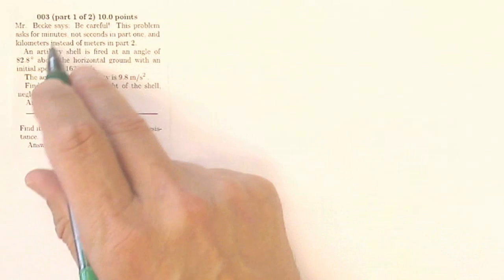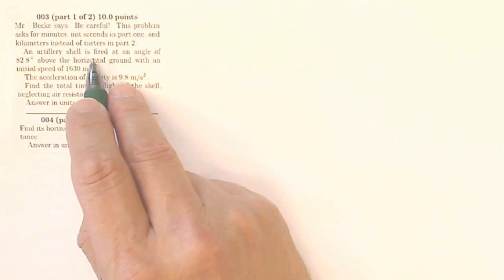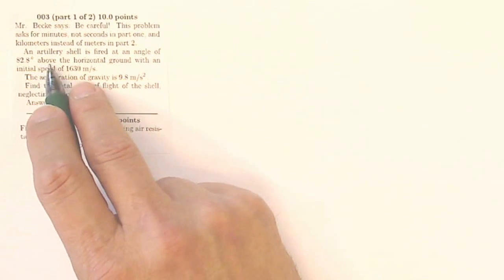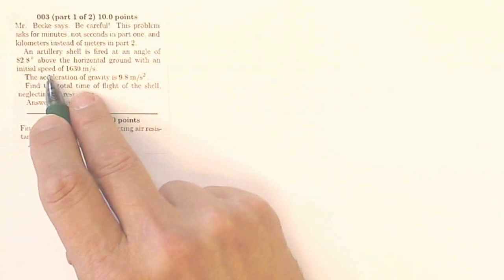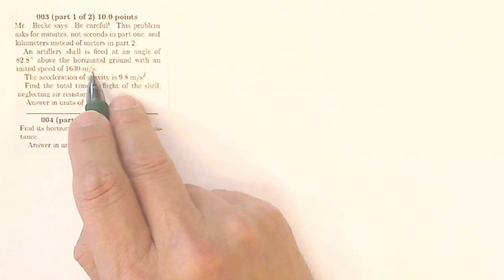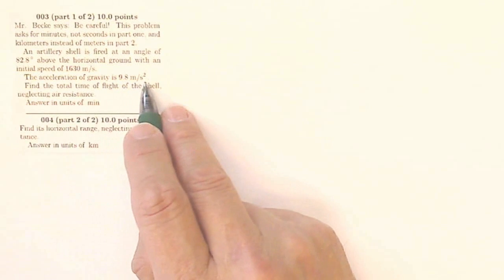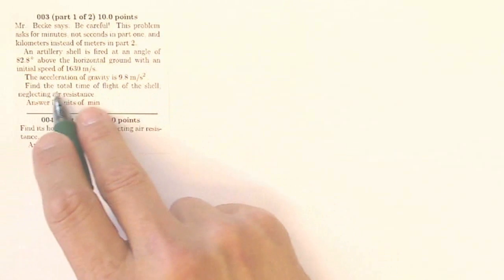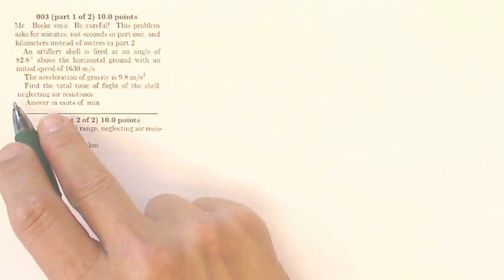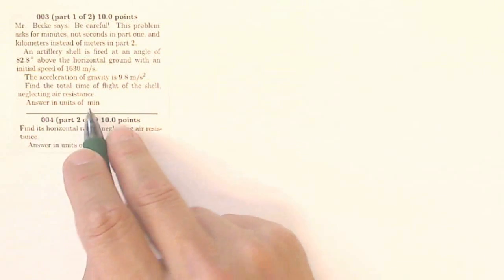This is AP Physics Homework 2.7 on projectile motion, questions 3 and 4. Question 3 says, an artillery shell is fired at an angle of 82.8 degrees above the horizontal ground with an initial speed of 1,630 meters per second. The acceleration of gravity is 9.8 meters per second squared. Find the total time of flight of the shell, neglecting air resistance, answer in units of minutes.